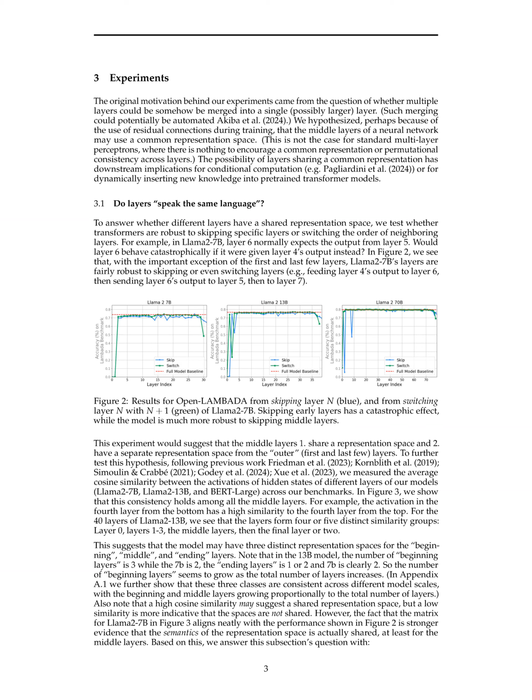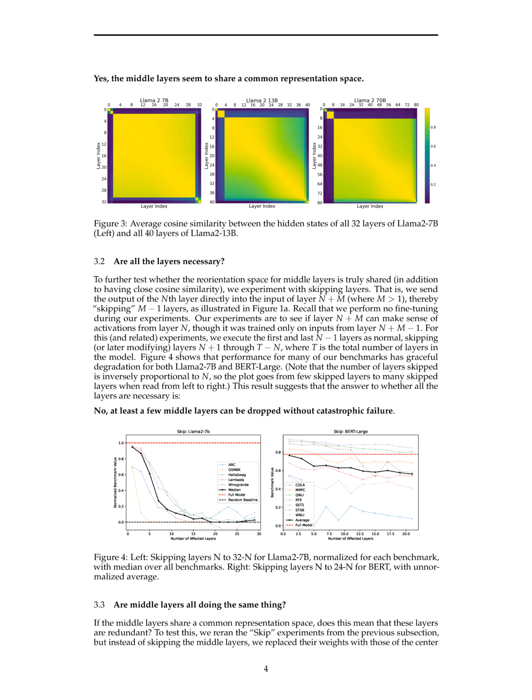The experiment results show that middle layers share a common representation space and have distinct representation spaces from the outer layers. Next, the algorithm tests if all layers are necessary by skipping layers and observing the performance degradation. The results indicate that at least a few middle layers can be dropped without catastrophic failure.